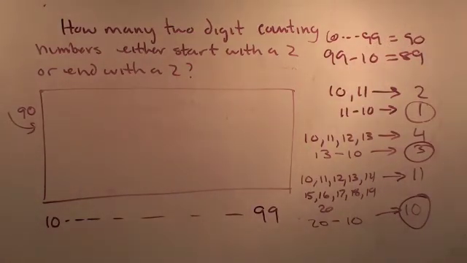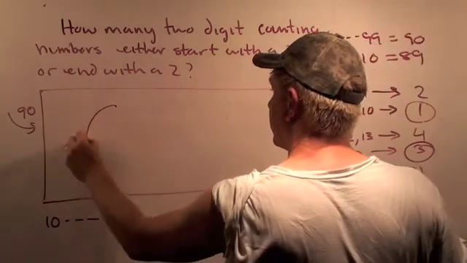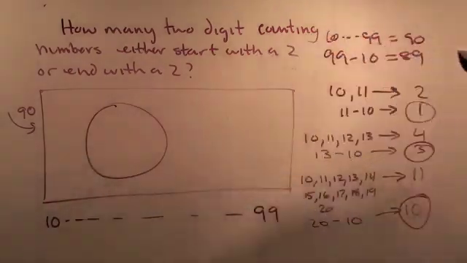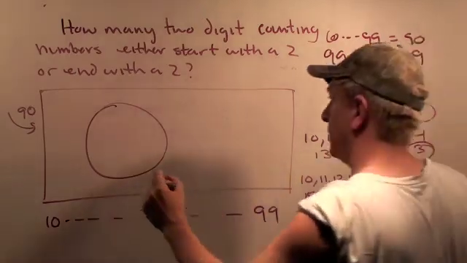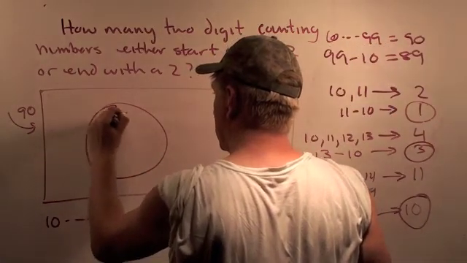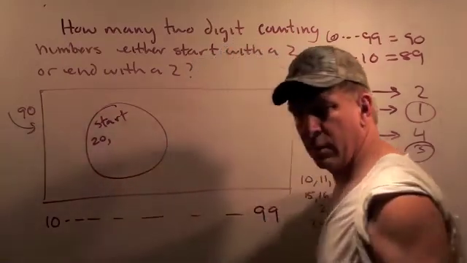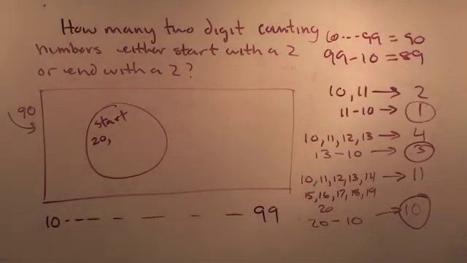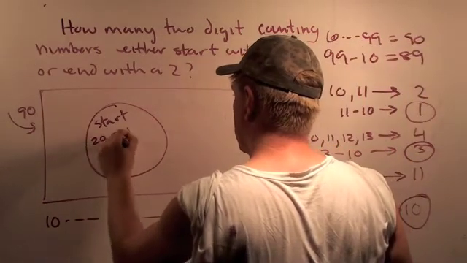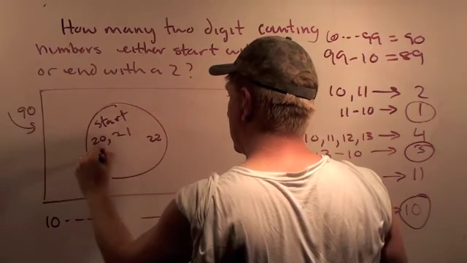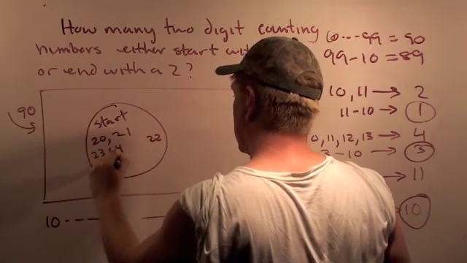Okay. How many numbers start with 2? Let's just write them down. What's the first two-digit number that starts with a 2? No, starts with a 2. 20. Okay, 20. And then all through the 20s. Okay, so what's the next one? 21, then 22, then 23, then 24, then 25, then 26, then 27, then 28, and then 29.